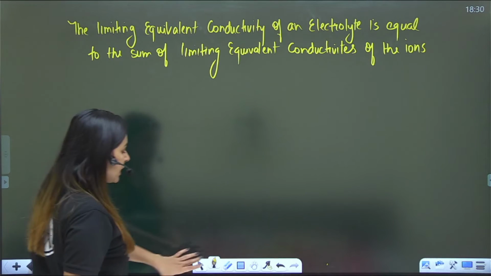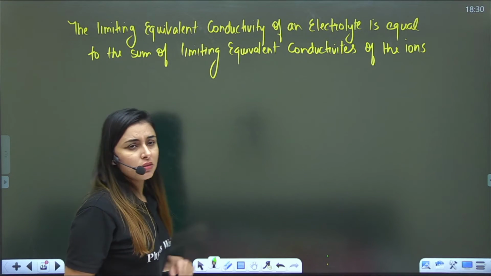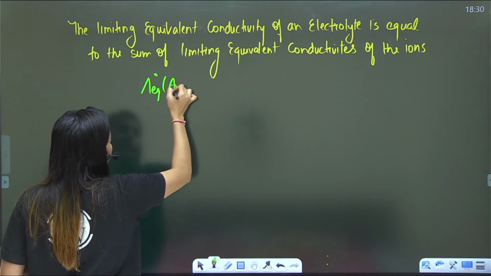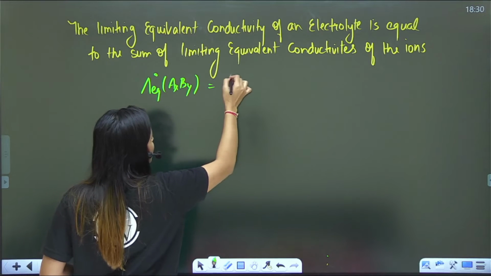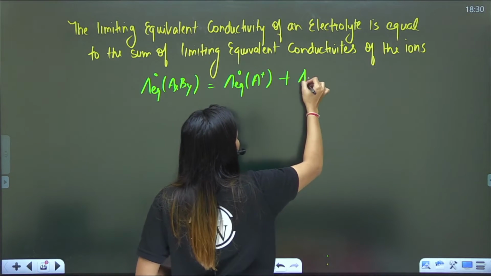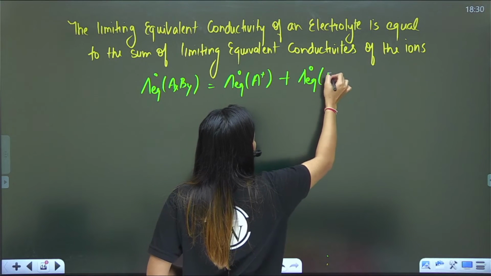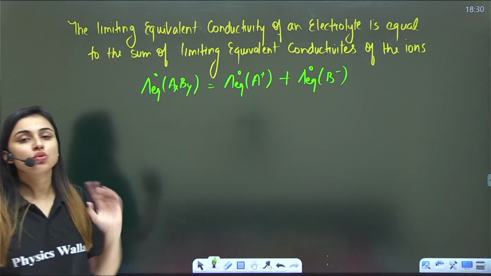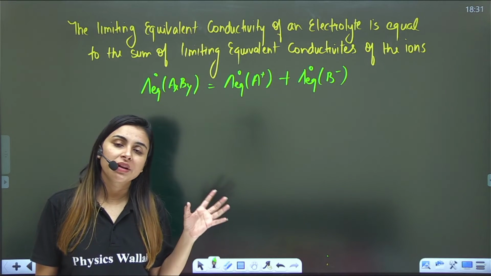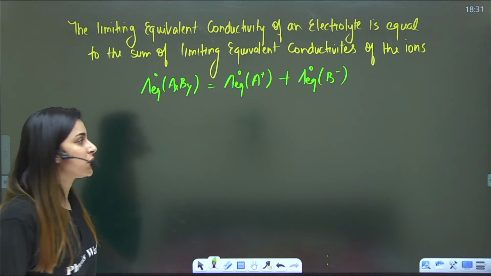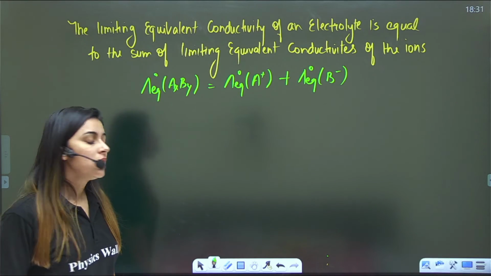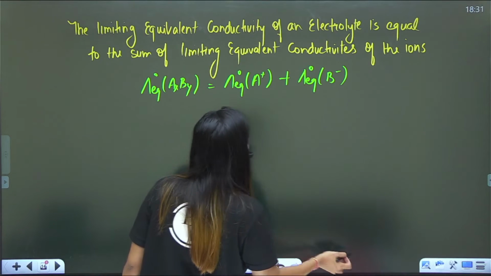Okay, so now let's understand this. I'll give you another formula. Let's say you need to calculate the equivalent conductivity of AxBy. This will be equal to equivalent conductivity at infinite dilution of A plus equivalent conductivity at infinite dilution of B. You need not write the stoichiometric coefficients here. For equivalent, you don't need to write the stoichiometric coefficients. This is the major difference between the two. I hope you're clear.